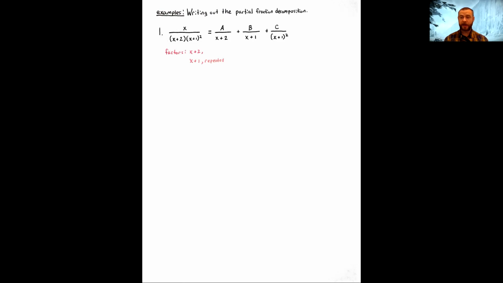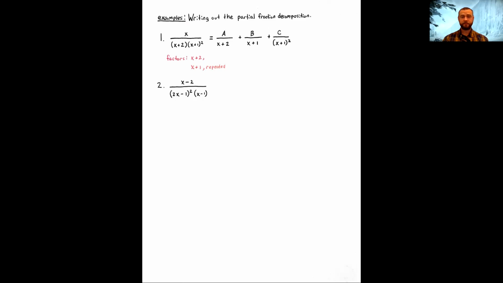All right, so now it's probably starting to sink in. Let's take a look at a second example just on writing out the partial fraction decomposition. Don't worry about solving for the values of the constants. All right, pause the video and give this one a try.